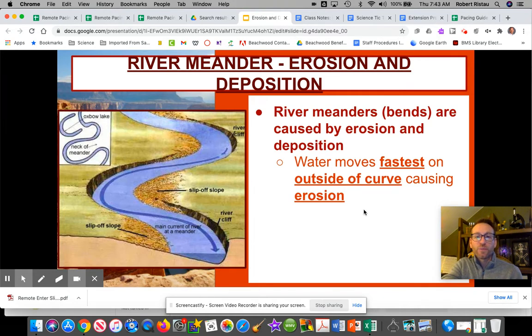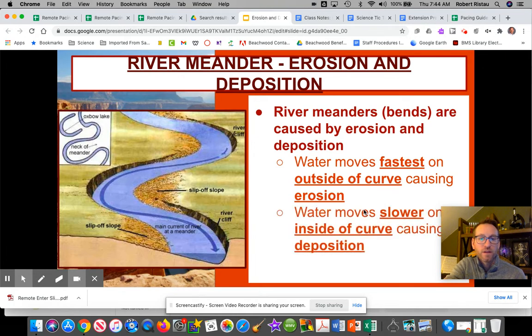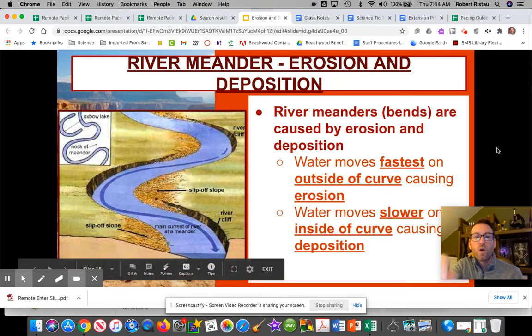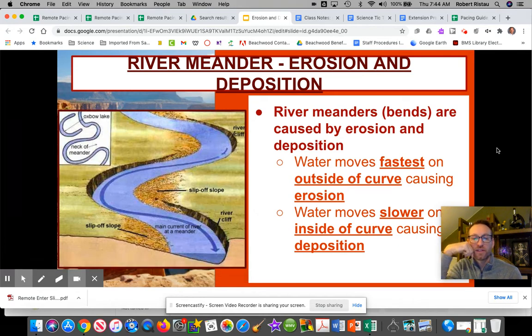All right, so this is a really important concept to understand. Water moves fastest on the outside of the curve. And because it's moving faster, it has more force, so it causes erosion. Water then moves slower on the inside of the turn, causing deposition. That happens again because it's not moving as fast, so it doesn't have as much force to carry the sediment, so the sediment falls out, it drops.